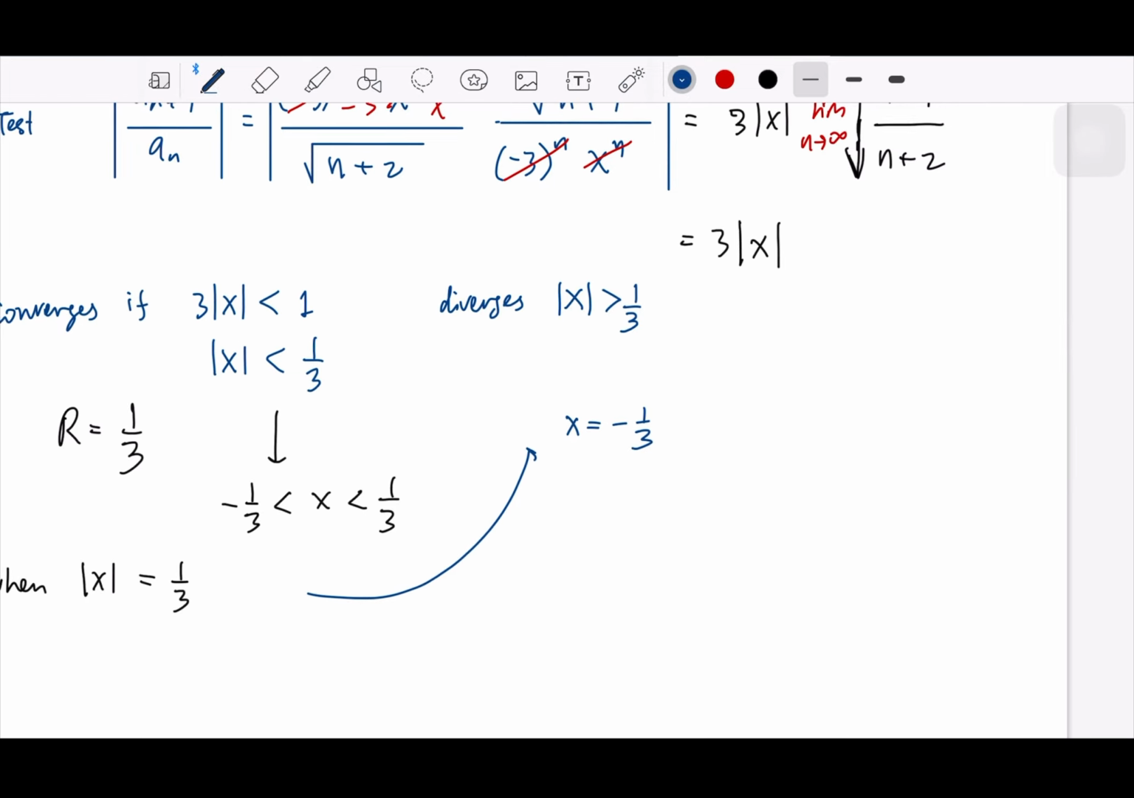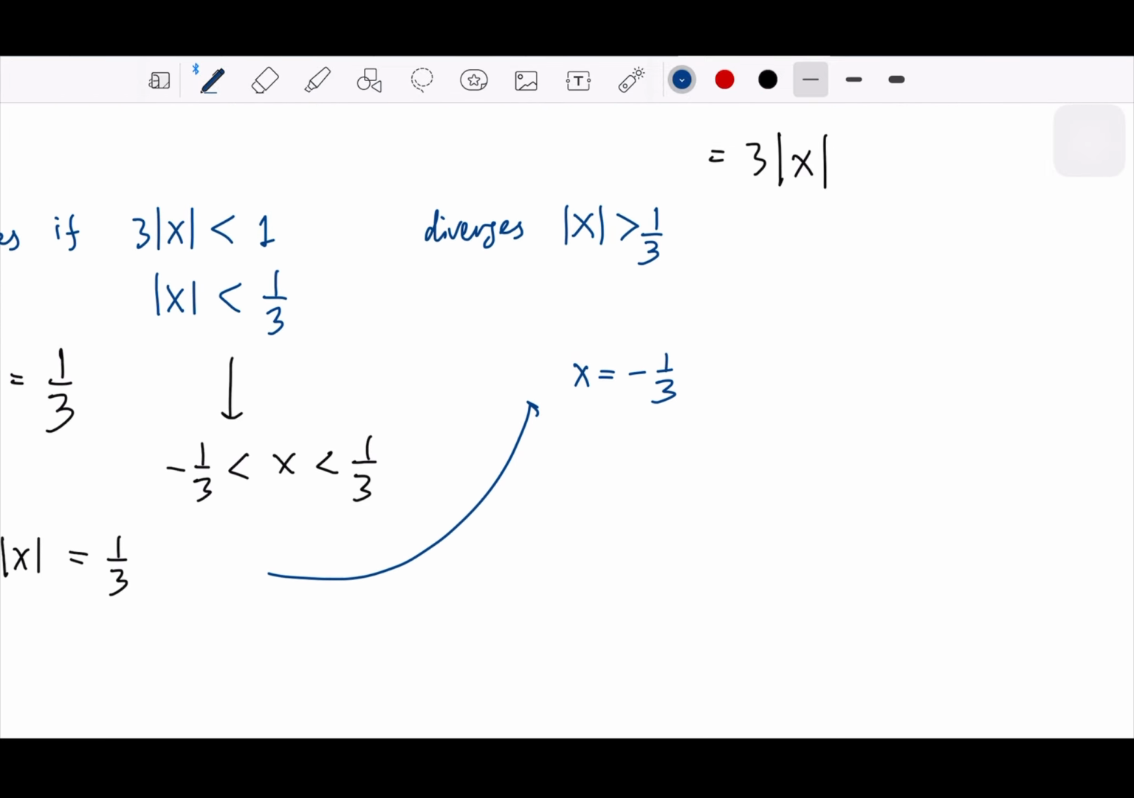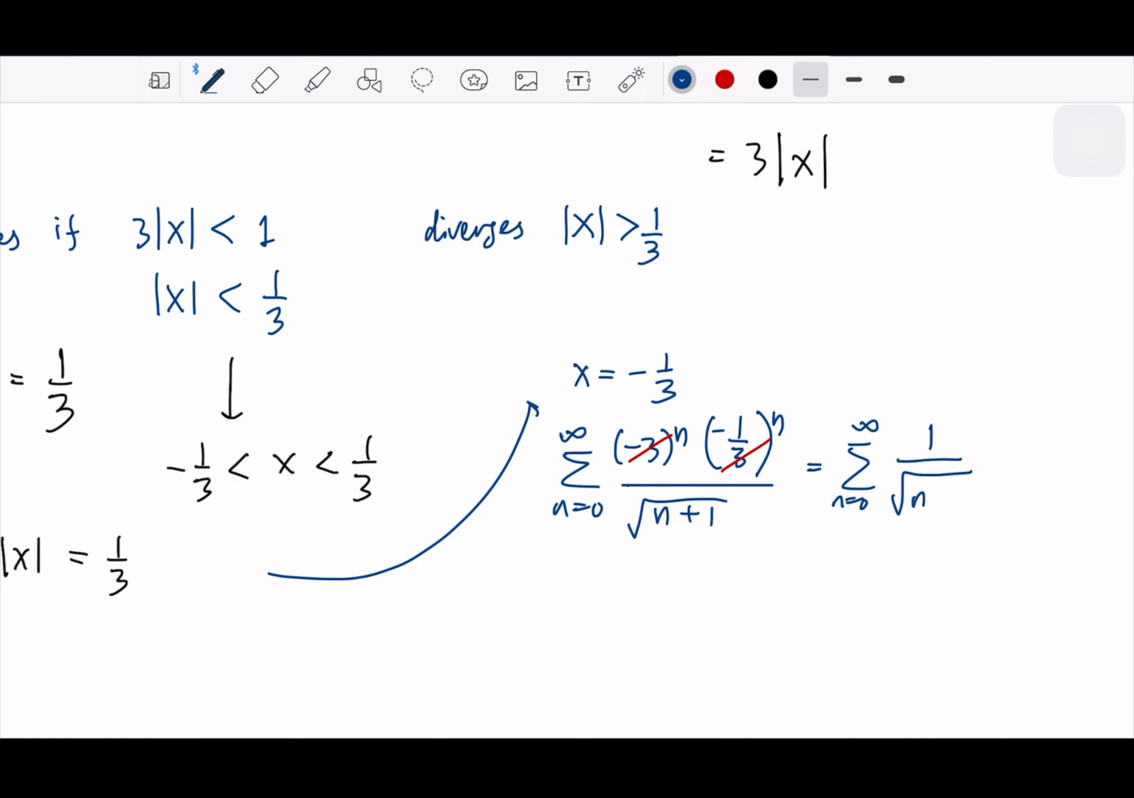Then we are going to exchange x with minus 1/3. This is minus 3 and 1/3 and negative. Now the series becomes, this will be canceling each other. Then we will have 1 over the square root of n plus 1.